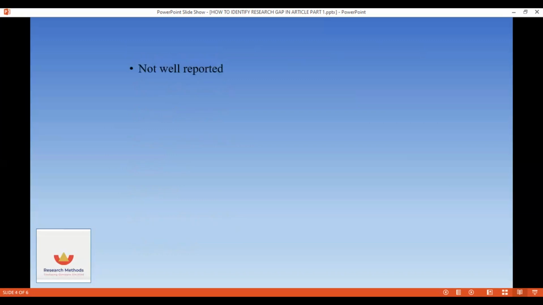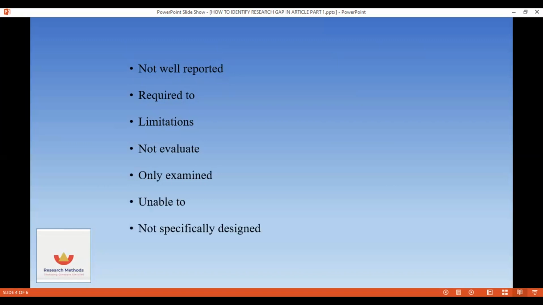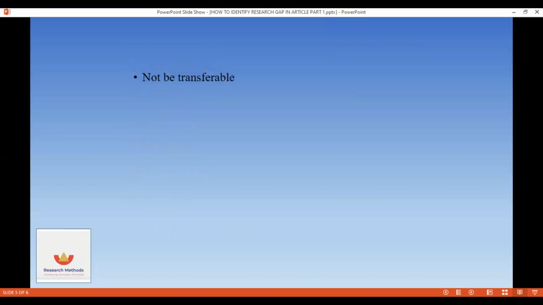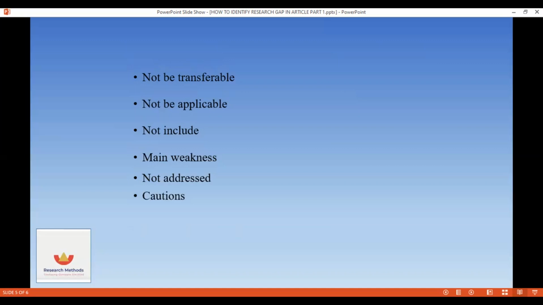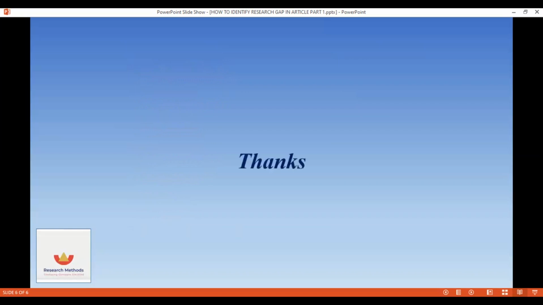Some authors use the words or phrases like not well reported, required to, limitations, not evaluate, only examined, unable to, not specifically designed, not to be transferable, not be applicable, not include, main weakness, not addressed, cautions, not possible. These words are used by different authors to represent and introduce the research gaps that are present in their studies.